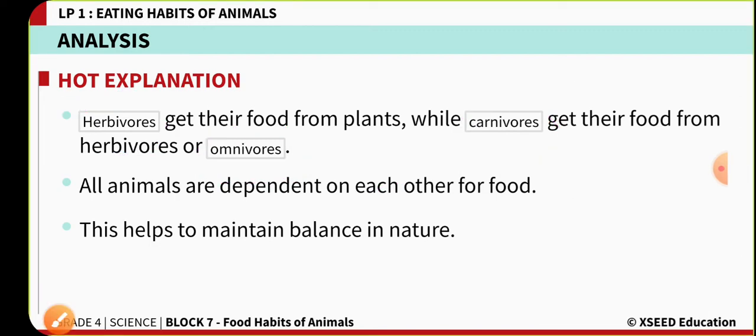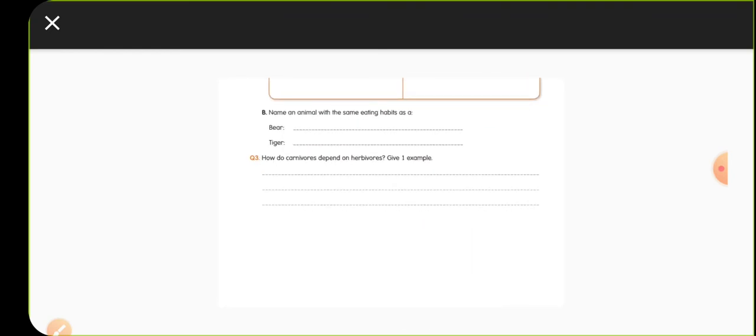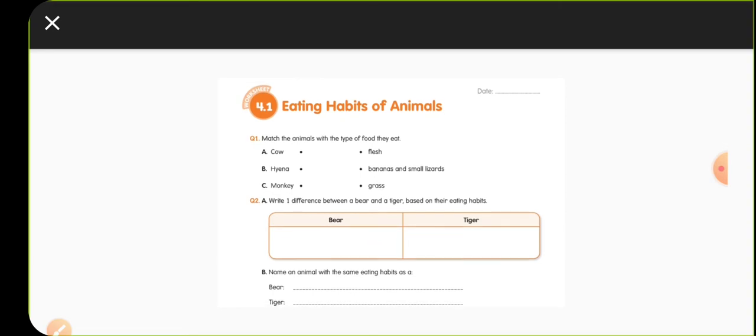So now let us open our workbook, volume 2. In that volume 2, if you open page number 2, you have the workbook. In this workbook they are asking: match the animals with the type of food they eat.